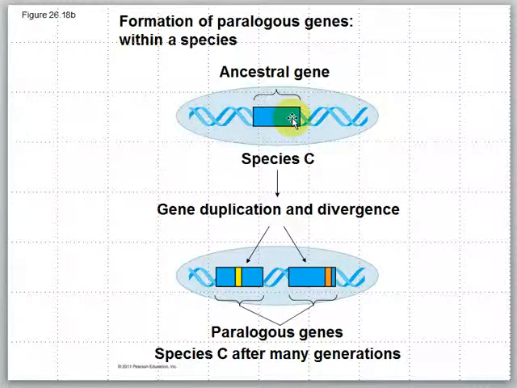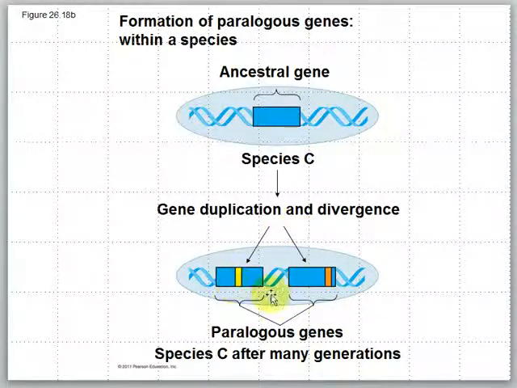Not only has it duplicated, but it has diverged. So we're still talking about the same species here, but within that species we're starting to get some genetic divergence, to where this gene perhaps had one purpose, and now there are two copies of it in this descendant, and there are two different varieties.